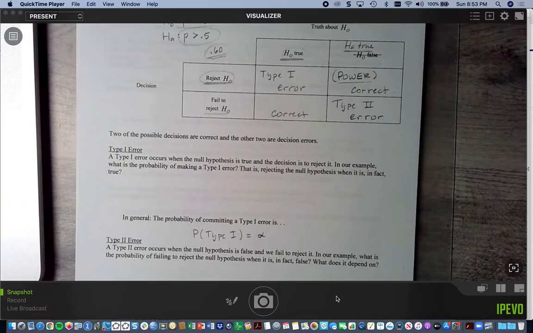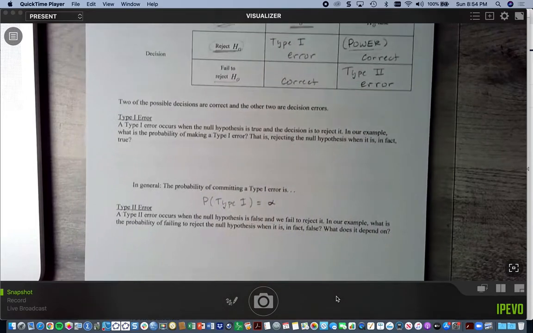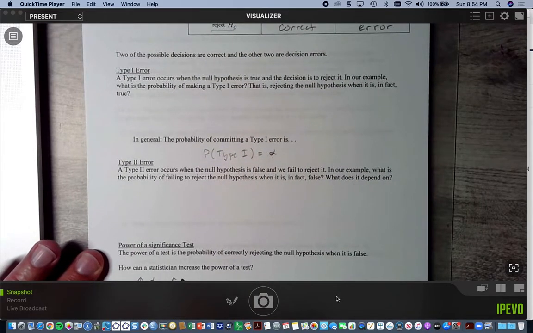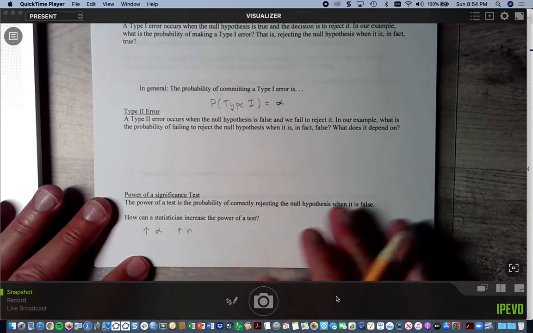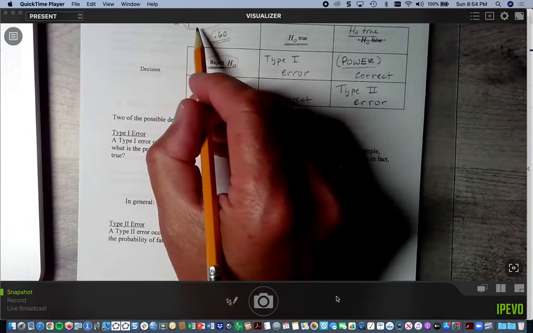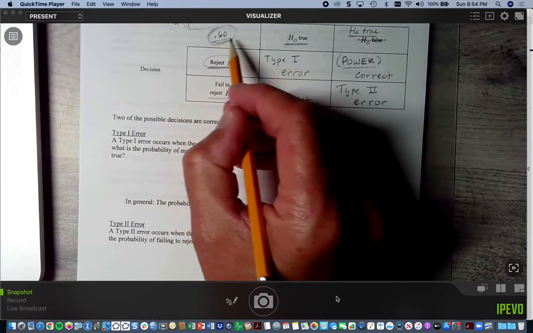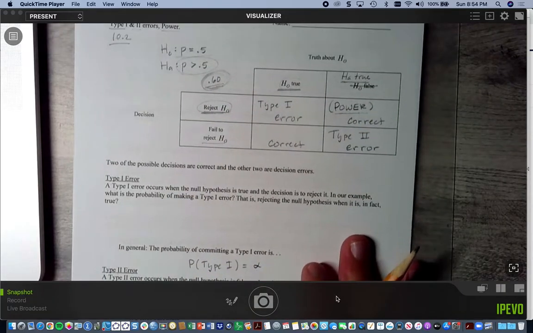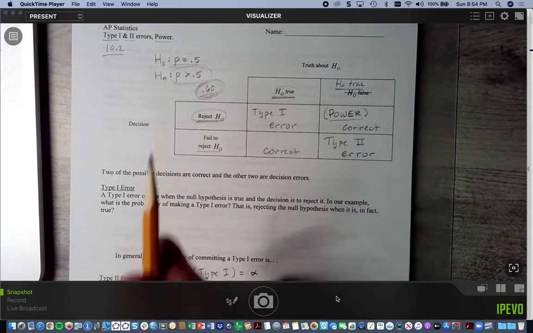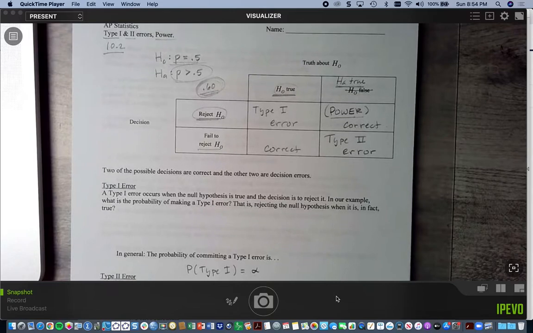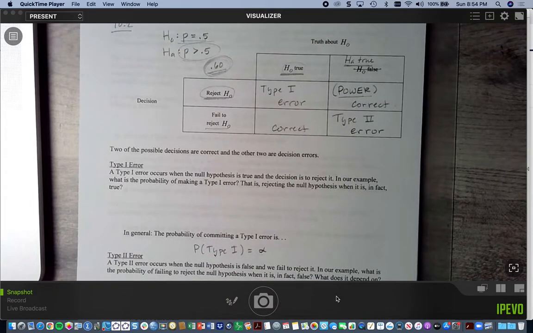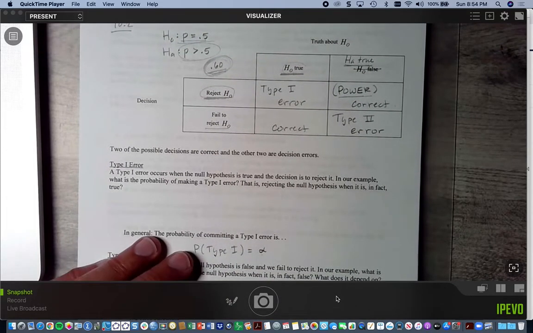The other thing that we can do is increase the sample size. If we increase the sample size, that's going to give me values that are more clustered around 60% and is probably going to give me reason to reject the null. I think you're going to see this a little bit clearer when we go through one or two examples.